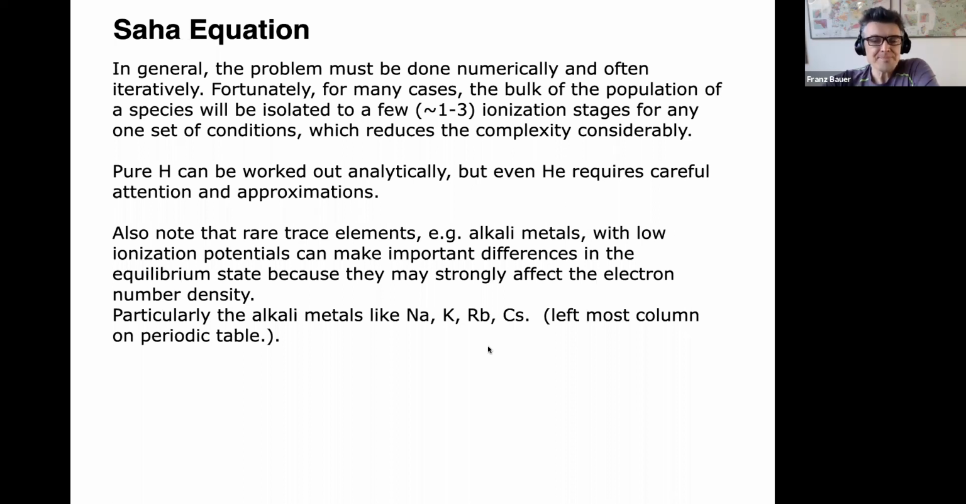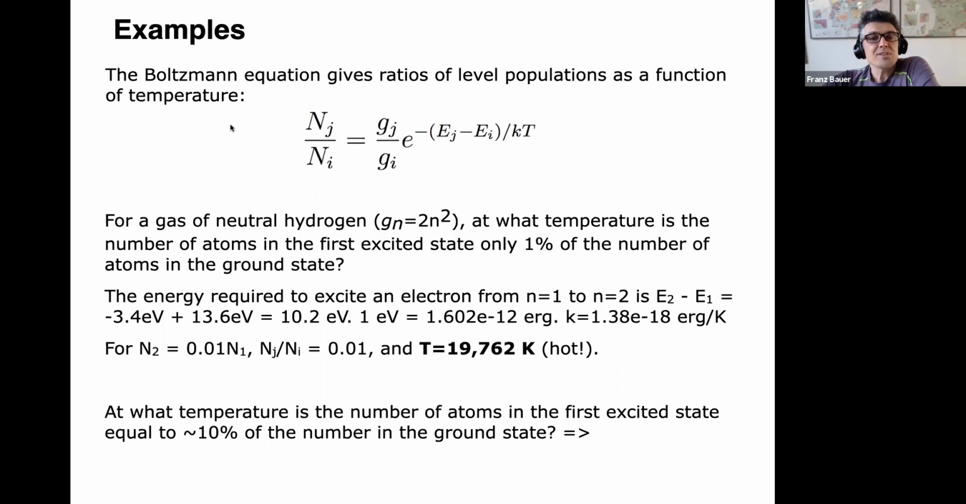So, okay, we can take an example here. We have the Boltzmann equation for two different level populations. Let's say we have hydrogen. Neutral hydrogen has a statistical weight that goes as 2n squared. So if n is 1, this is 2. If n is 2, this is 8, etc.